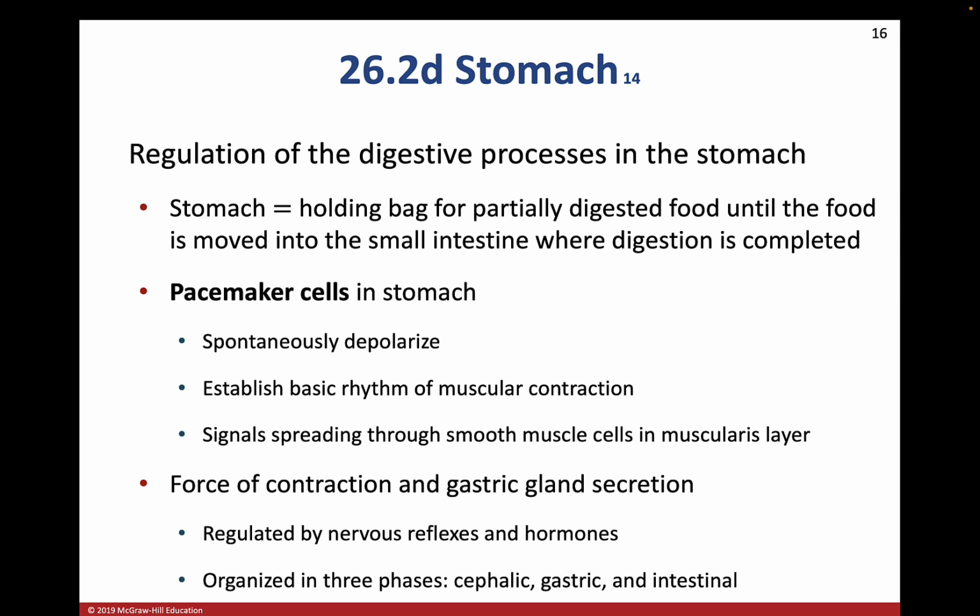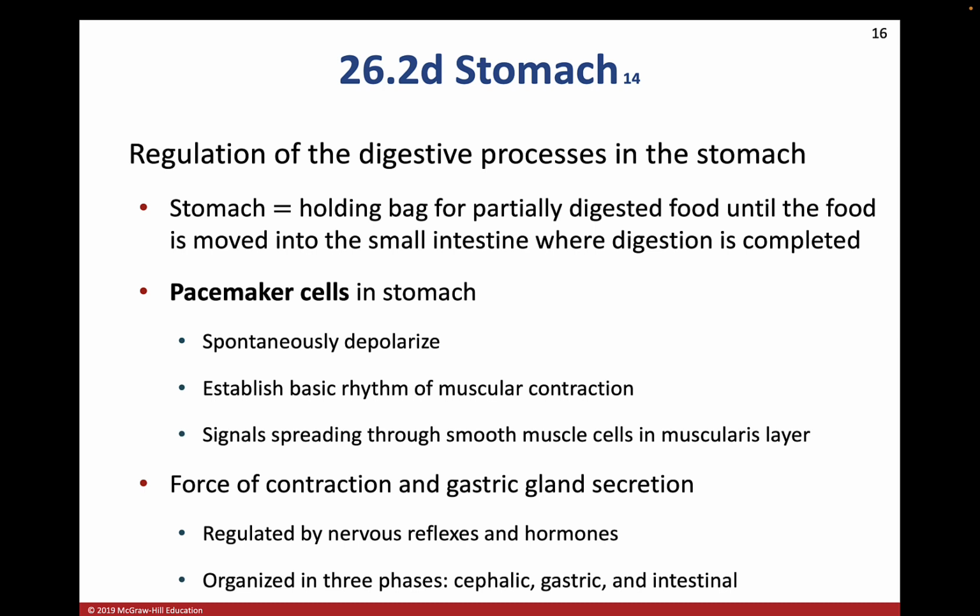Now, when we look at the regulation of digestive processes within the stomach, we already have referred to the stomach as a holding bag for partially digested food until food is moved into the small intestine where digestion is completed. Now, keep in mind these movements that are taking place within the stomach are very coordinated. So we will find pacemaker cells. Now, pacemaker cells were addressed previously.